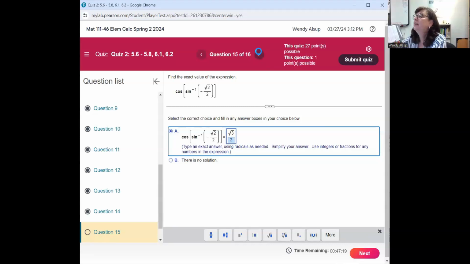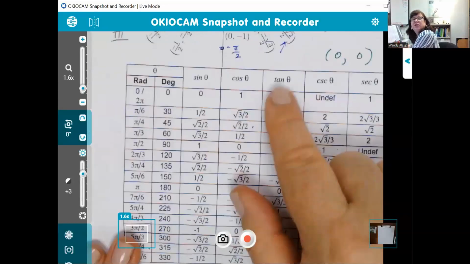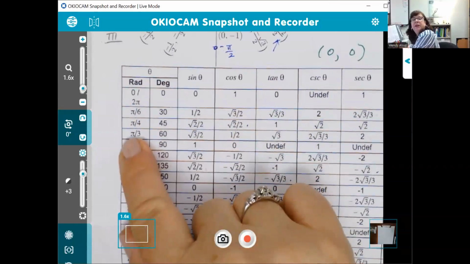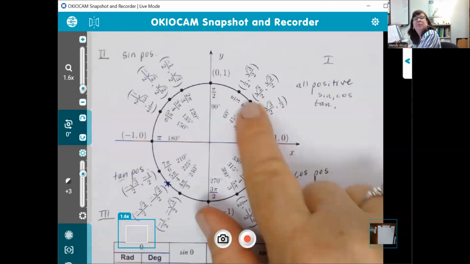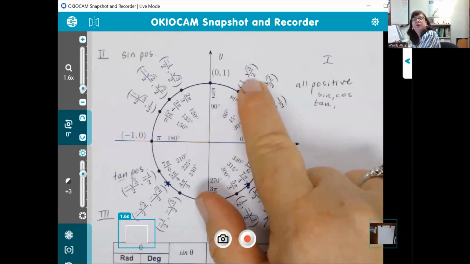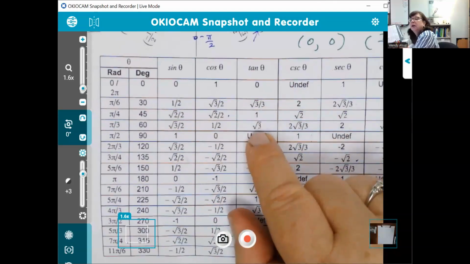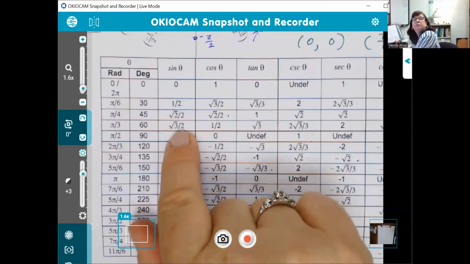All right, last but not least, sine of the inverse tangent of √3. Step 1, what is the inverse tangent of √3? Pi over 3. All right, then what is the sine at pi over 3? √3 over 2. Or you could do it here. Inverse tangent is pi over 3. What's the sine there? √3 over 2.